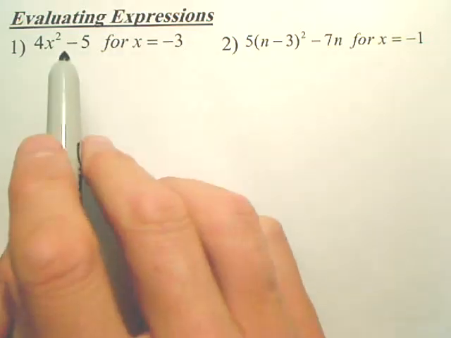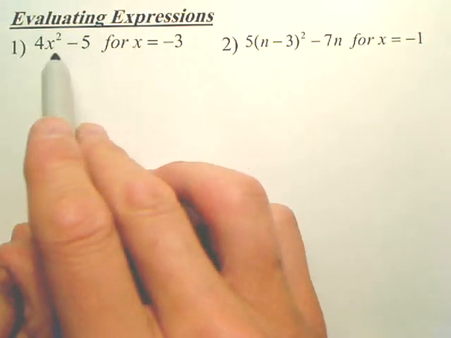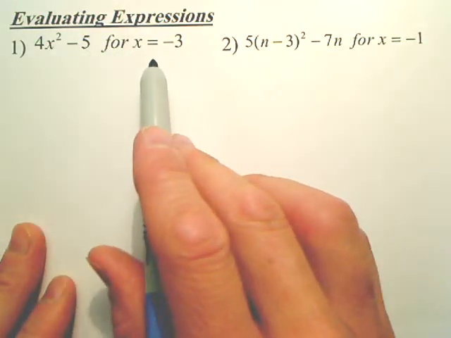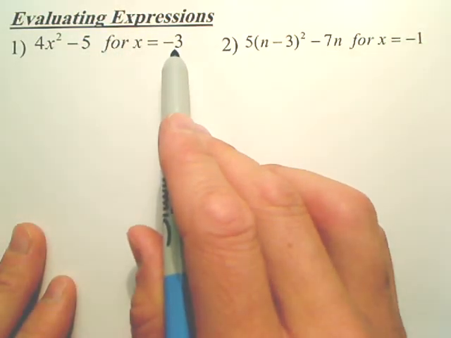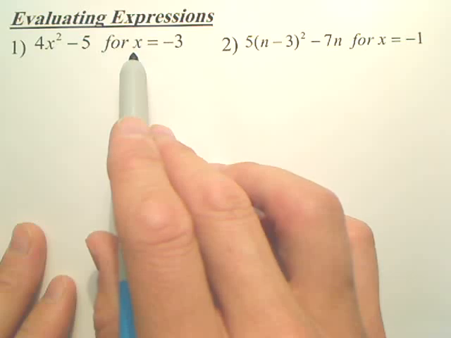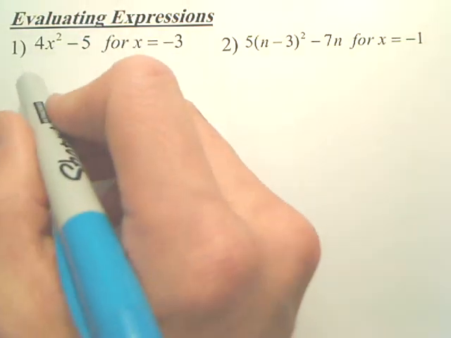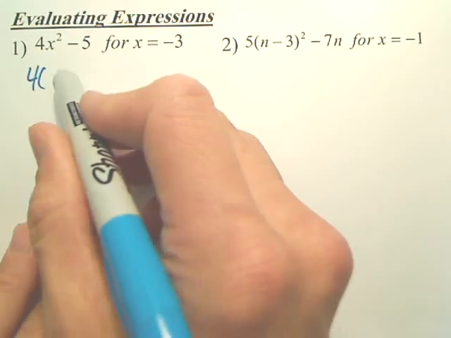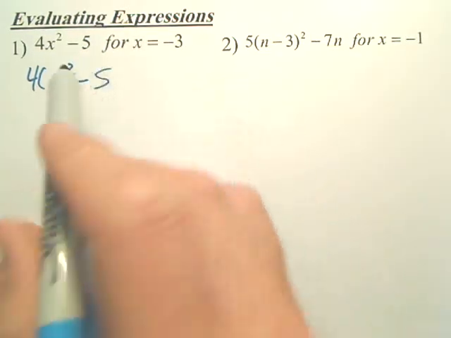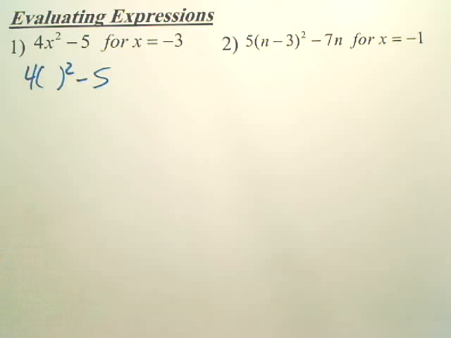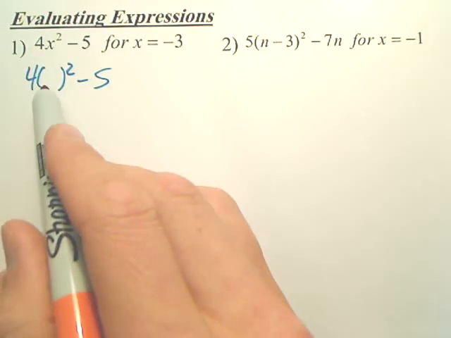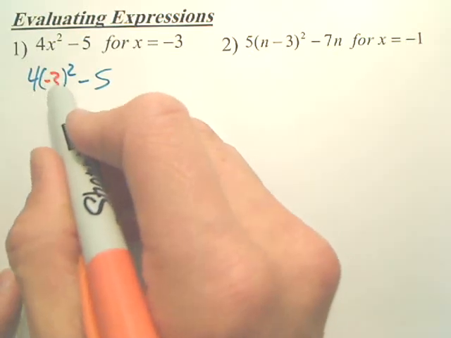We are going to evaluate this expression, meaning we plug in -3 for what? X. So look over here. Wherever we have an X, we put -3. So instead of my X, I'm going to put a big blank. And in that blank, what am I going to put? -3.